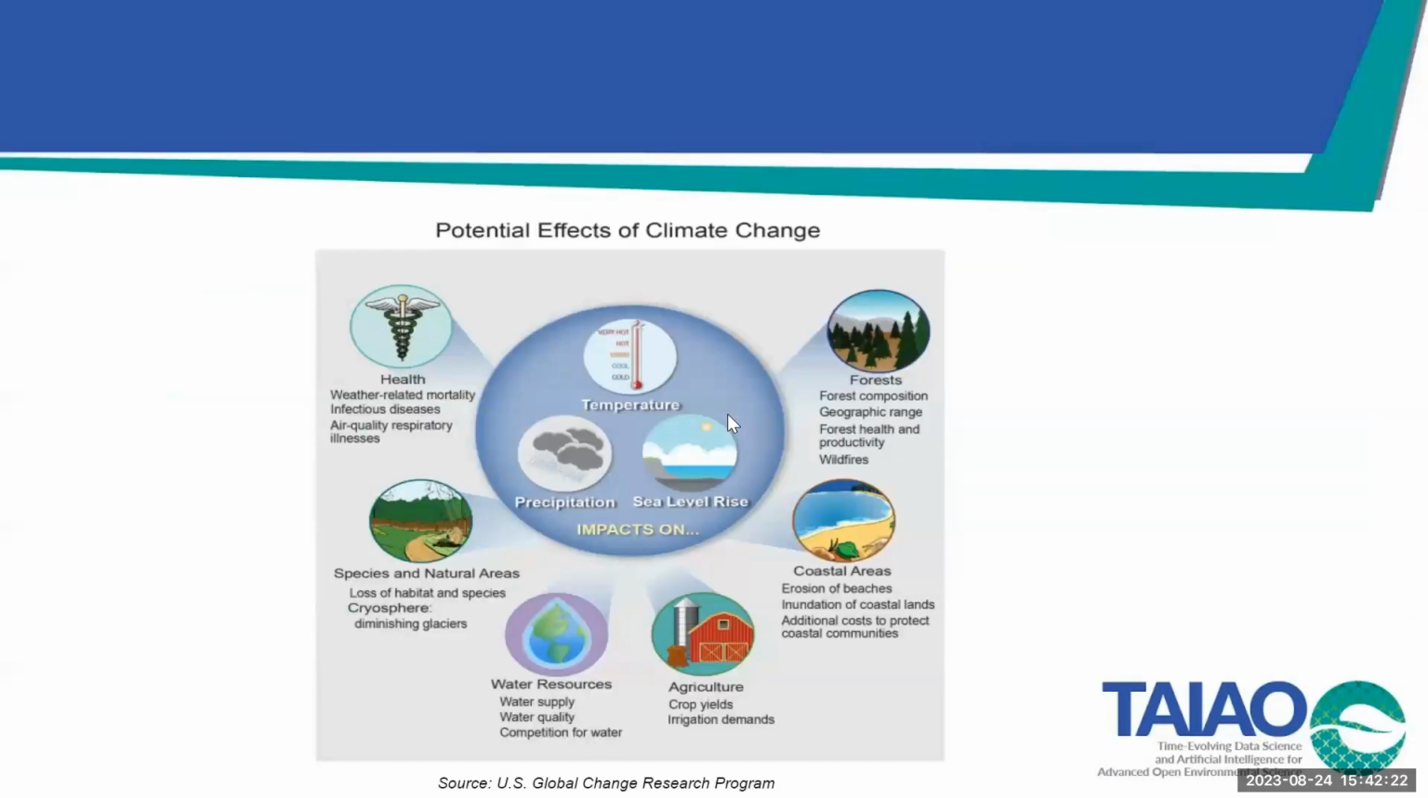The potential effects of climate change, we can see in forests, in coastal areas, in agriculture, water resources, our native species and its ecosystem, and health. In my research, I'm mainly focusing on agriculture, specifically on crop yield, then native species, and then health.